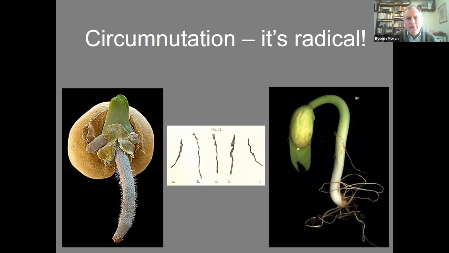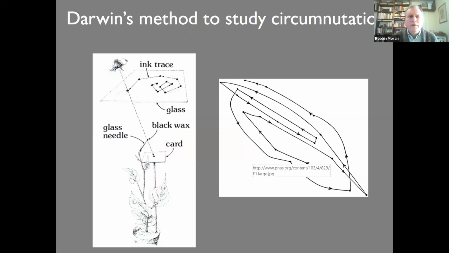He studies it here in the roots of seedlings, the young embryonic root that you see at germination. That's called a radicle. And even that circumnutates. Darwin showed that the cotyledons will circumnutate. And he developed very clever ways of showing and documenting circumnutation in shoots.